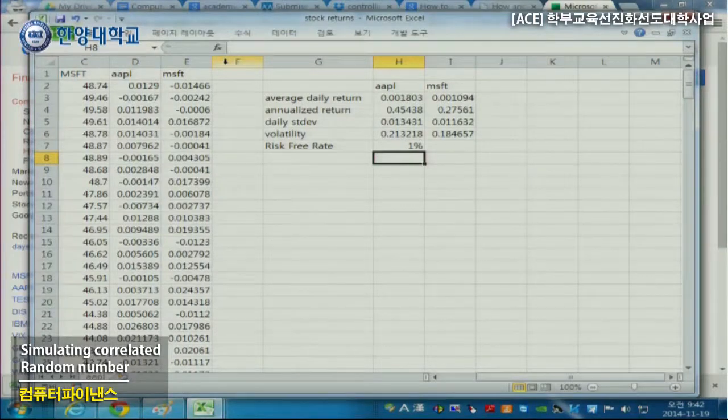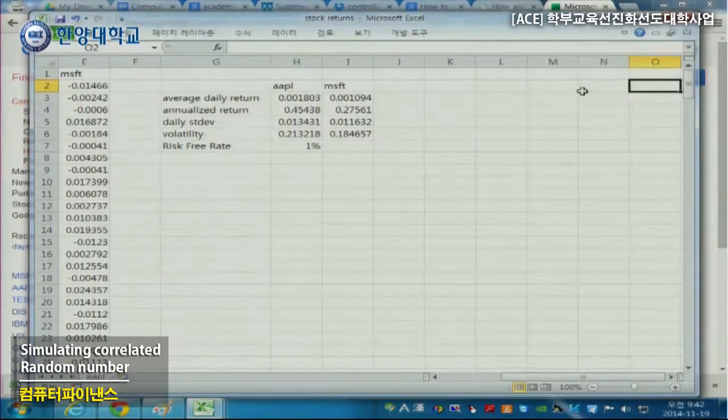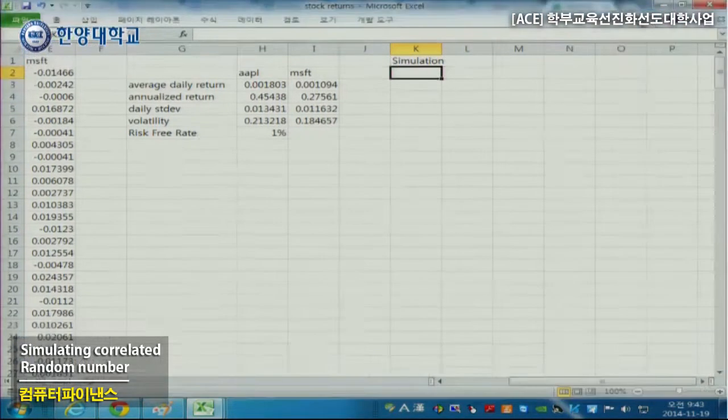But the question is that possibly the stock returns of Apple and Microsoft are correlated. If they are not correlated, our problem is simple, right? We can simulate as we simulated before. But the question is how we can do the simulation if the stock returns are correlated with each other. If they are not correlated, what we can do is very simple: we can simply simulate two random variables from the standard normal distribution.